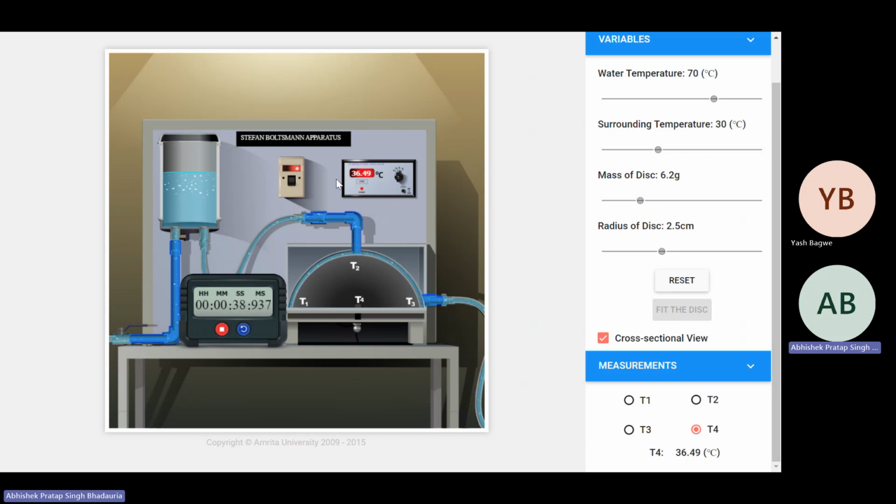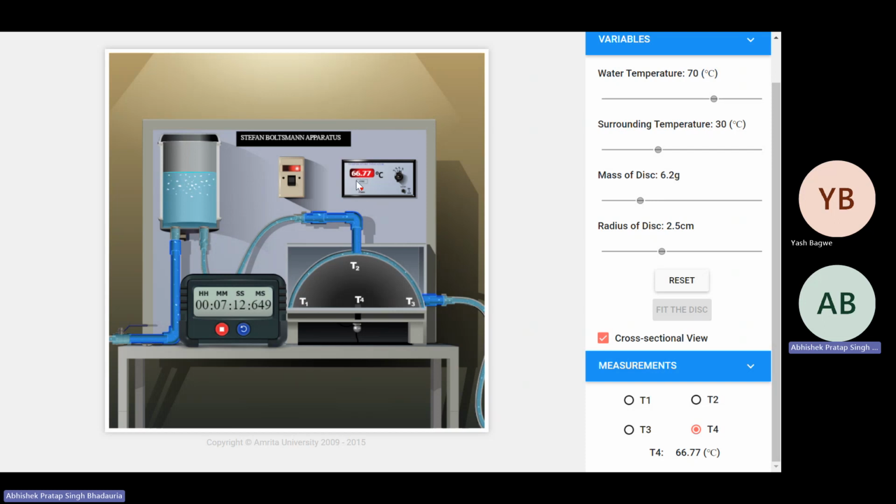Now you just see the temperature variation takes place. Every 20 seconds you note down the temperature values. Okay, now we have achieved the point where the temperature change stops. We have achieved the steady state.